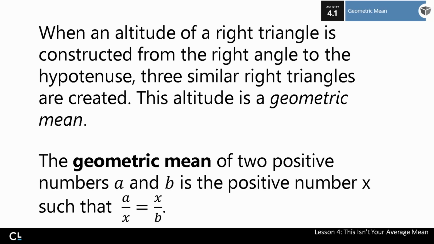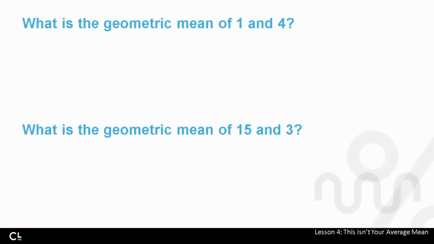This is the easiest way to remember it, where a is one number and b is another number. Now we're going to practice just finding the geometric mean on the next slide, just so we can get used to it. So let's look at it. The first one says, what is the geometric mean of 1 and 4? So what I like to do is label my two numbers a and b, and I'm going to rewrite that little formula. So we said it's a over x equals x over b. And now we're just going to plug in my a and b, right? So we'll get 1 over x equals x over 4.